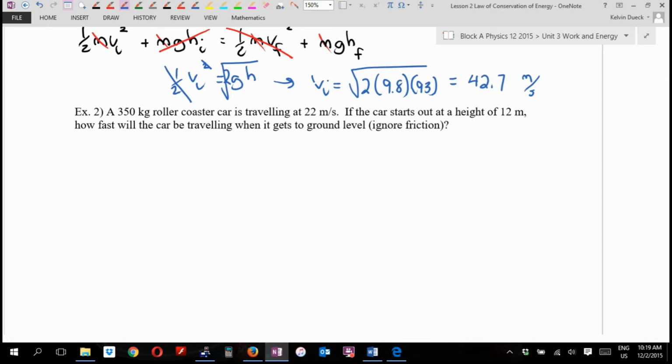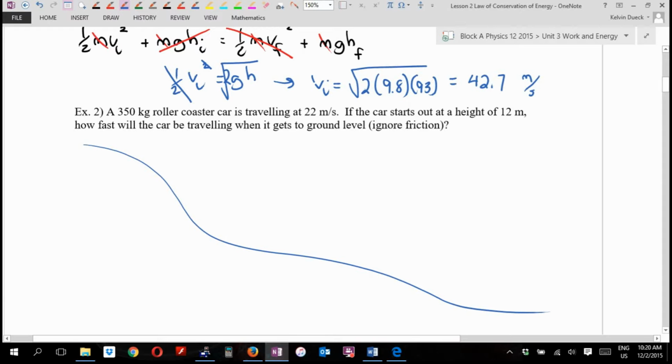A 350 kilogram roller coaster car, I love roller coasters, is traveling at 22 meters per second. If the car starts out at a height of 12 meters, how fast will the car be traveling when it gets to ground level? So I guess we're talking about some kind of curve like that. Don't write that down. Is there a change in height? Yeah. Is there a change in speed? Is there a yucky, curvy path?